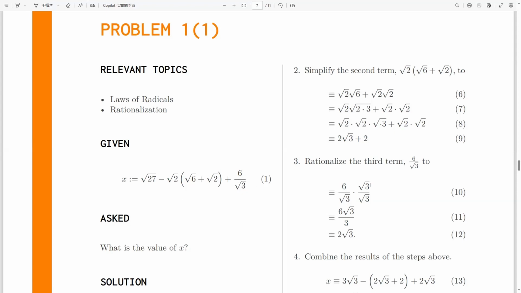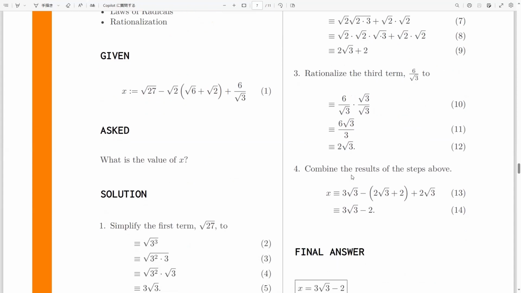Finally, the third term here, we have 6 over the square root of 3. So what we can do here is we can multiply the numerator and the denominator by the same number because they will cancel. It will just be 1. But we have to choose the number such that there will be no radicals in the denominator. We want to eliminate the radical in the denominator because we do not know how to divide 6 by some radical. So we want to get rid of the radical.